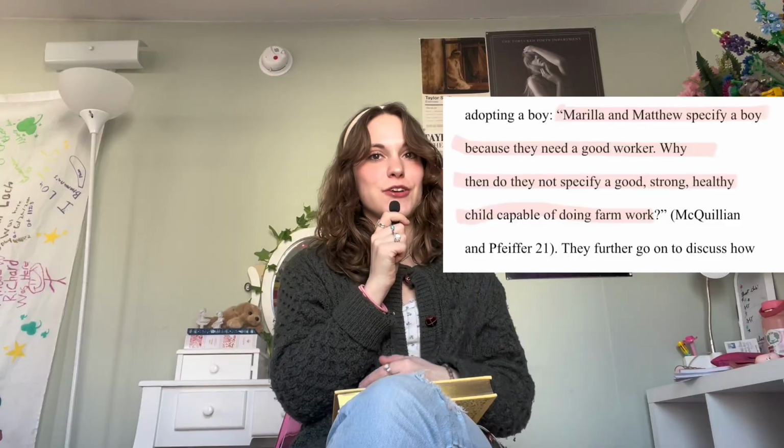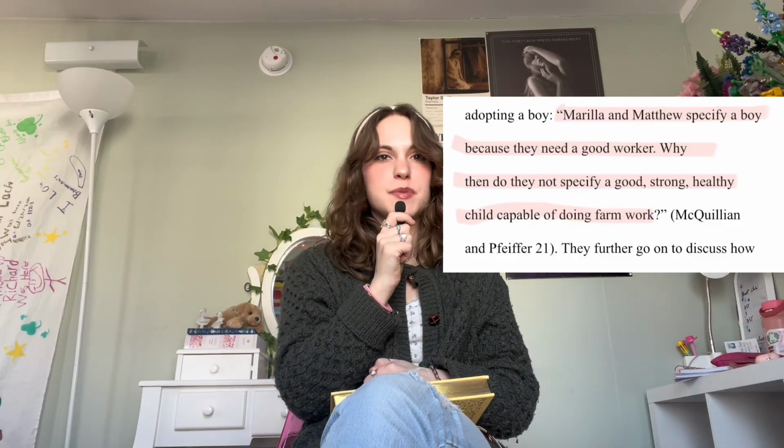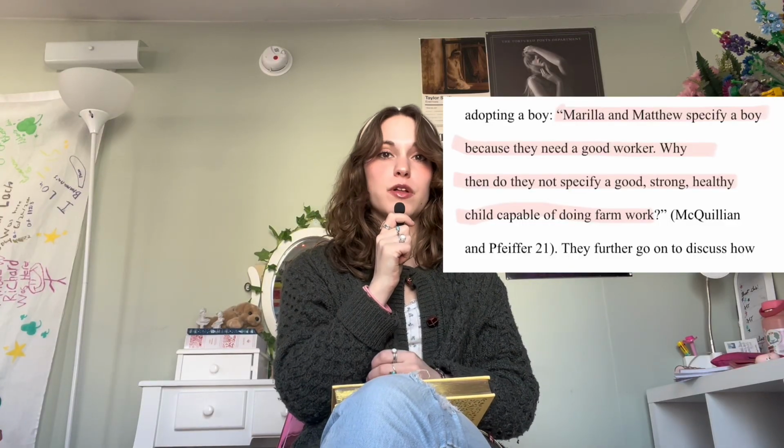Julia McQuillan and Julie Pfeiffer discuss how gender plays out in Anne of Green Gables in their article, Why Anne Makes Us Dizzy: Reading Anne of Green Gables from a Gender Perspective. McQuillan and Pfeiffer discuss why Marilla and Matthew put such an importance on adopting a boy. Marilla and Matthew specify a boy because they need a good worker. Why then do they not specify a good, strong, healthy child capable of doing farm work?